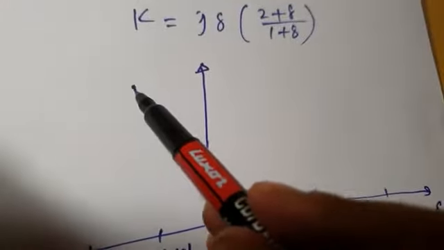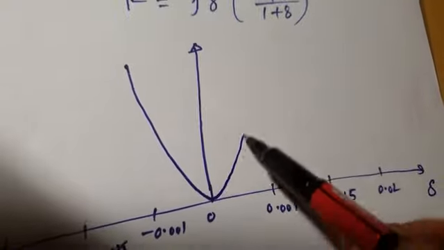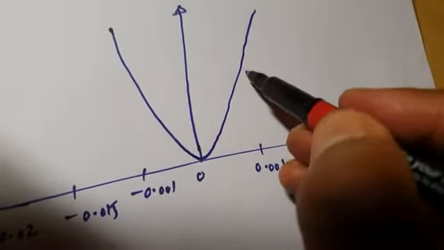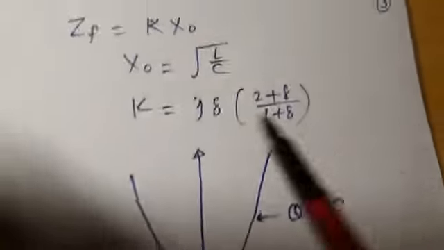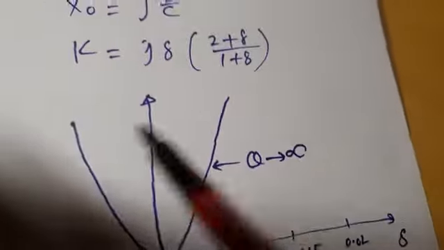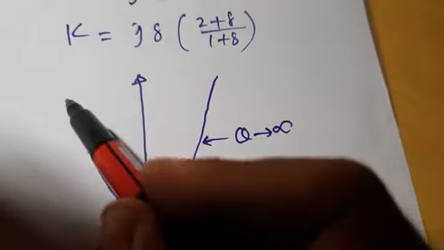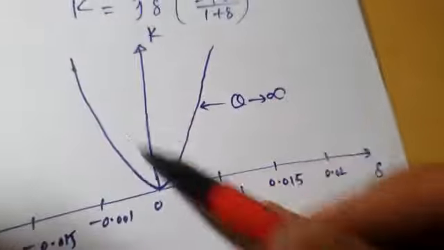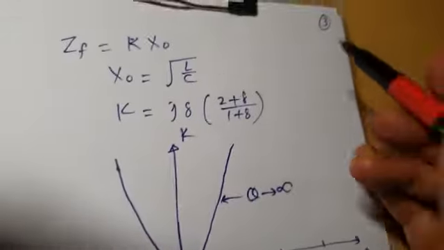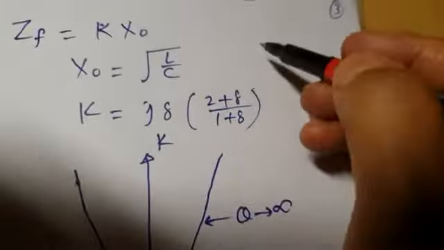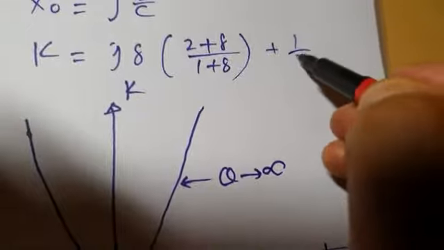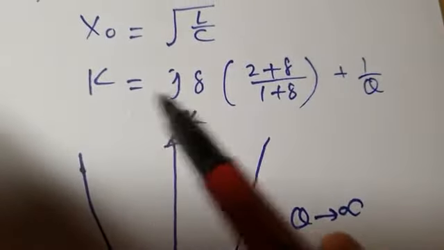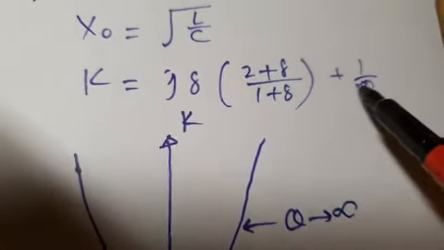Let me show you the variation of K. This is the first curve that you will get, for Q tending to infinity. If Q is infinite, K will vary with delta like this. And what is your K actually? Your K is J delta times 2 plus delta by 1 plus delta, plus 1 by Q.